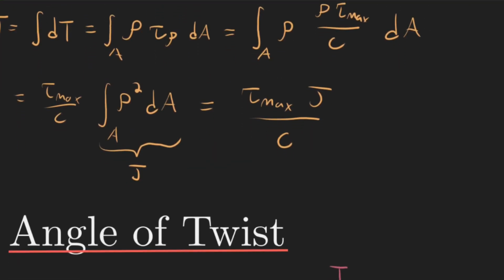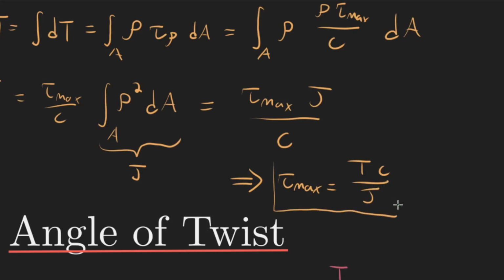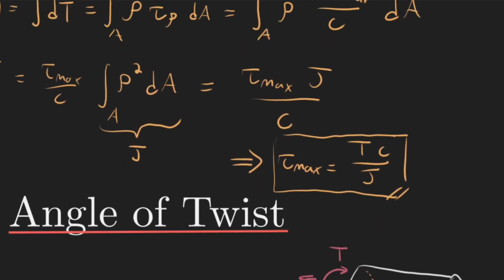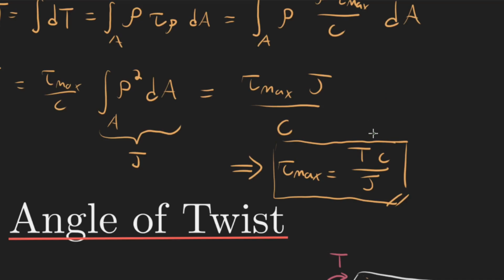Or if we rearrange, because remember this is equal to T right here, I ran out of room here, tau max is equal to T, the applied torque, times C over J. And this is an equation you're going to want to box in or remember, because it's going to be used quite a lot. And real quick, because of our ratio of maximum and rho, if you plug that in, that would also mean that the tau at some general radius, so if it's just over here, is equal to T times whatever radius that happens to be over J.